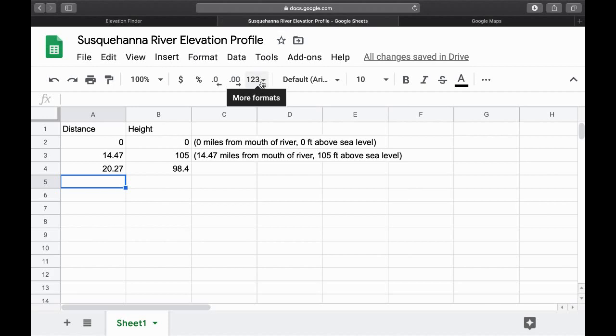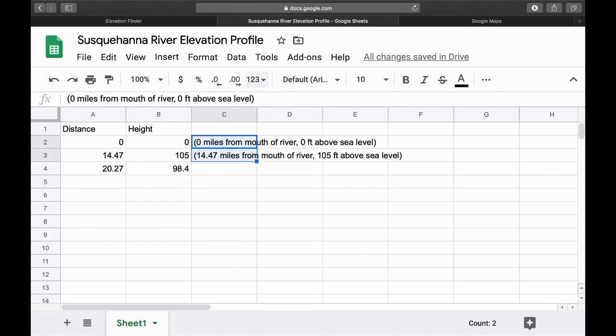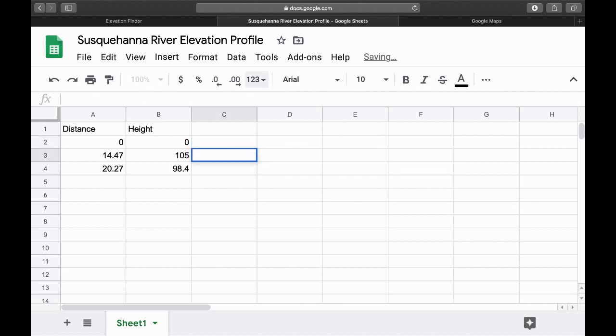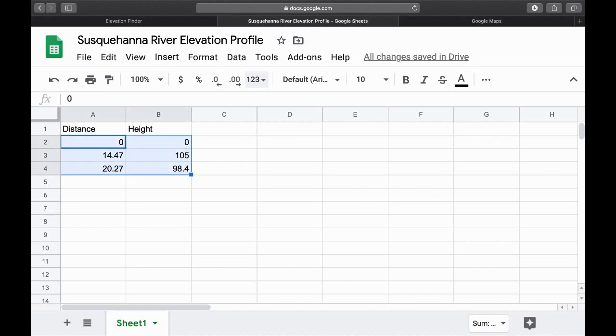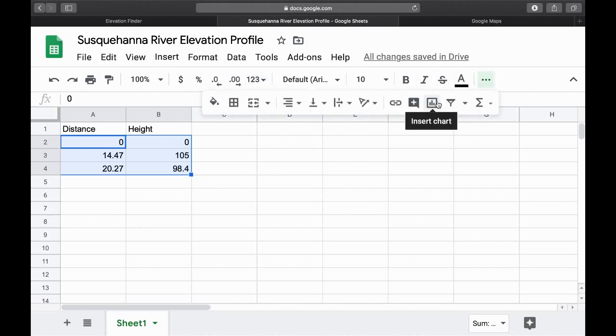No, no, no, no. So let me get this out of here. Doing graphs in Google Sheets is a skill in and of itself. If you know how to do this, that's great. But if you just have the numbers, that's okay. One of the things that you can do with this is make a graph of it. That would be this picture right here, insert chart.